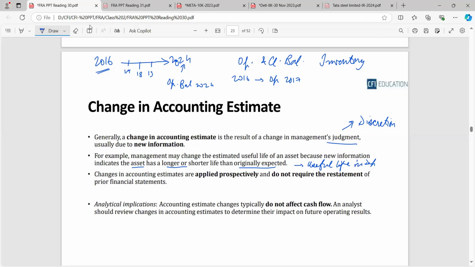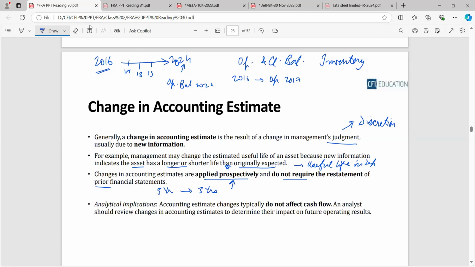Changes in accounting estimates are applied prospectively, not retrospectively, mark this word, and do not require the restatement of prior period financial statements. And it makes sense because now you are changing your estimate. Initially you marked it as 5 years for the useful life of the asset, and now you are changing it to 3 years. So you shouldn't be changing the depreciation figure which you have reported earlier.